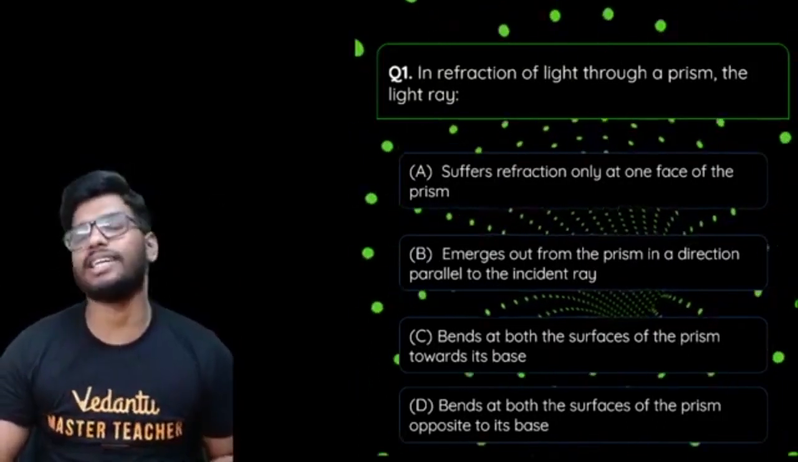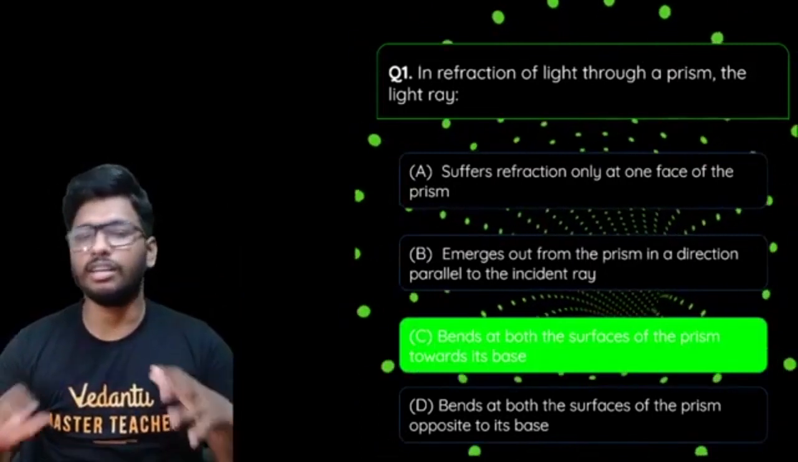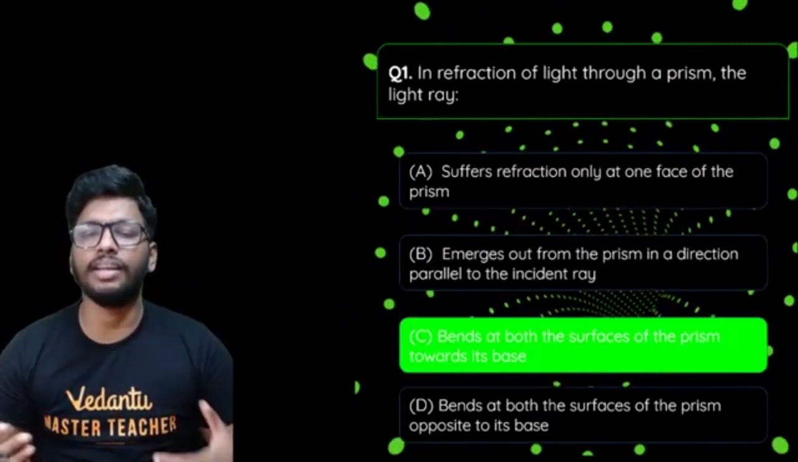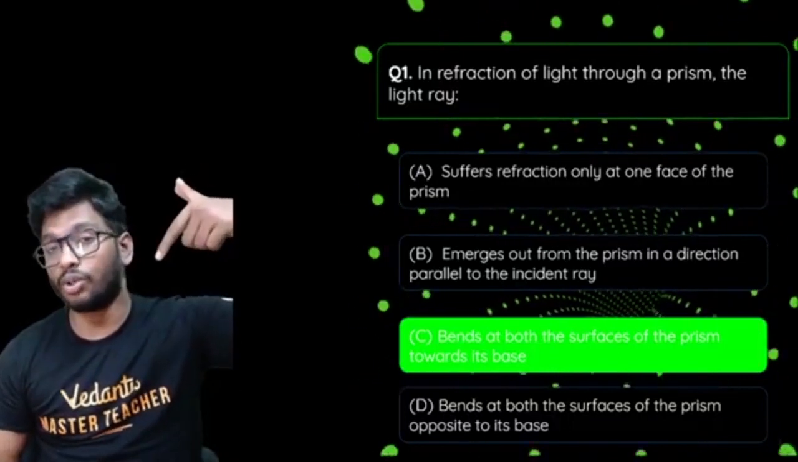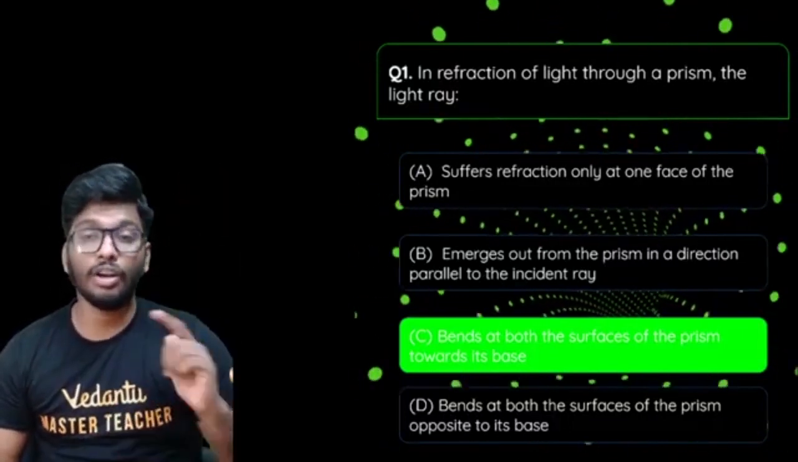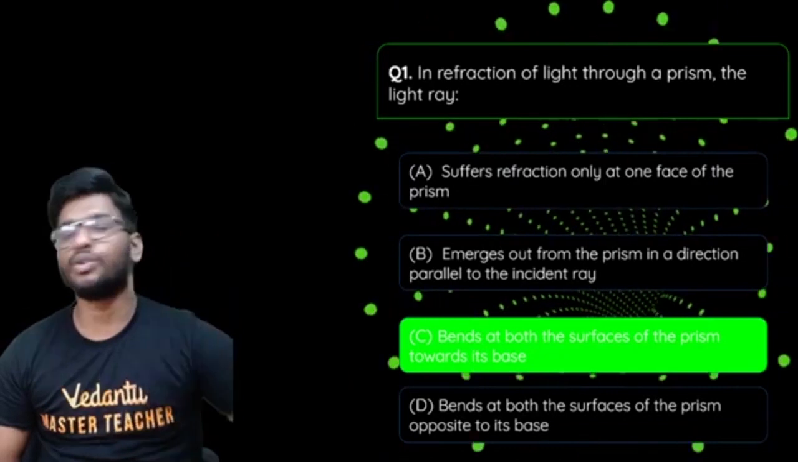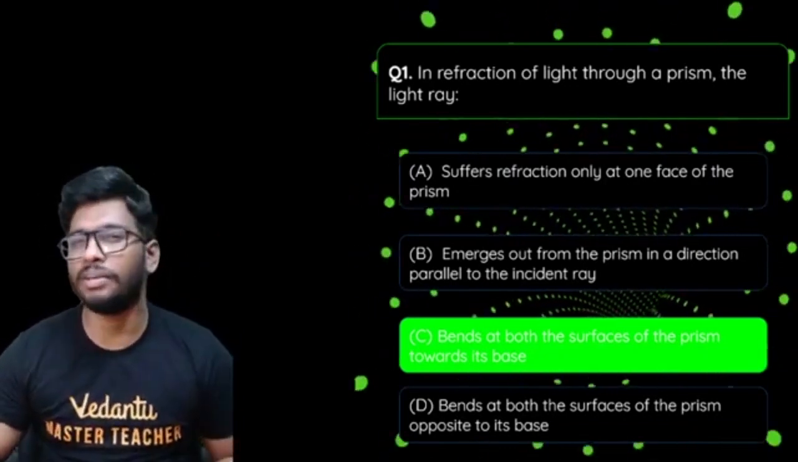Anyways, the right answer to this question, guys, is option number C. In both the surfaces there is refraction happening, and in both cases the ray of light is trying to go towards the base. It is pointing towards the base, not away from the base. So option number C would be the right one.